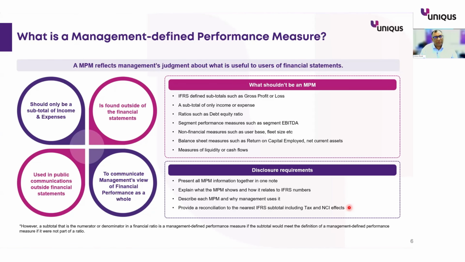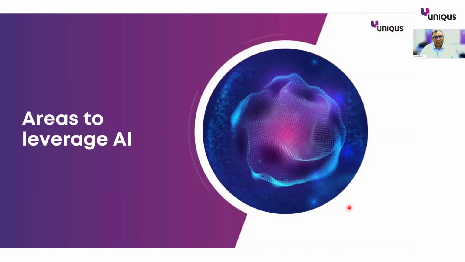Some of the examples of MPM would be adjusted EBITDA or profit before research and development activities, or EBITDA before non-operating income and expenses. So it will be items of those nature, which are important enough to be communicated, but are a measure of income and expenses put together. Move on to the next slide, please.